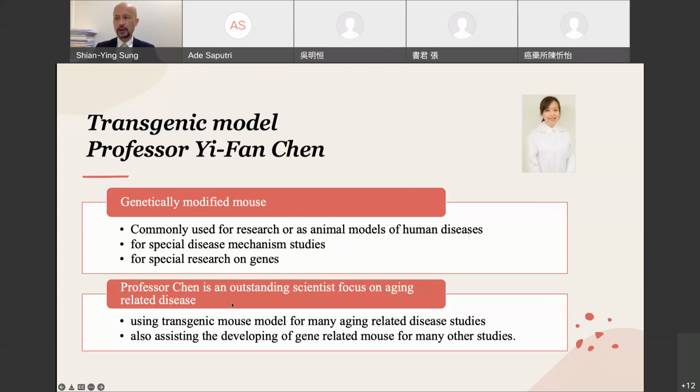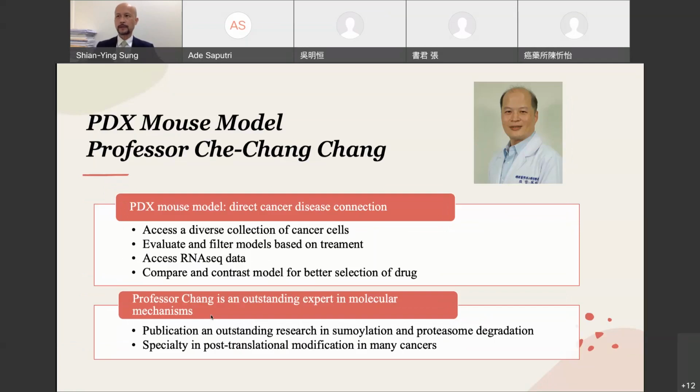She is an outstanding scientist focused on aging-related disease, using a transgenic mouse model for many aging-related disease studies, and also assisting the development of gene-related mouse models in many other studies. So she is an expert. Whoever has a certain disease to study can knock on her door and ask for help, and she will be willing to help our department fellows make a transgenic mouse and become a collaborative project.